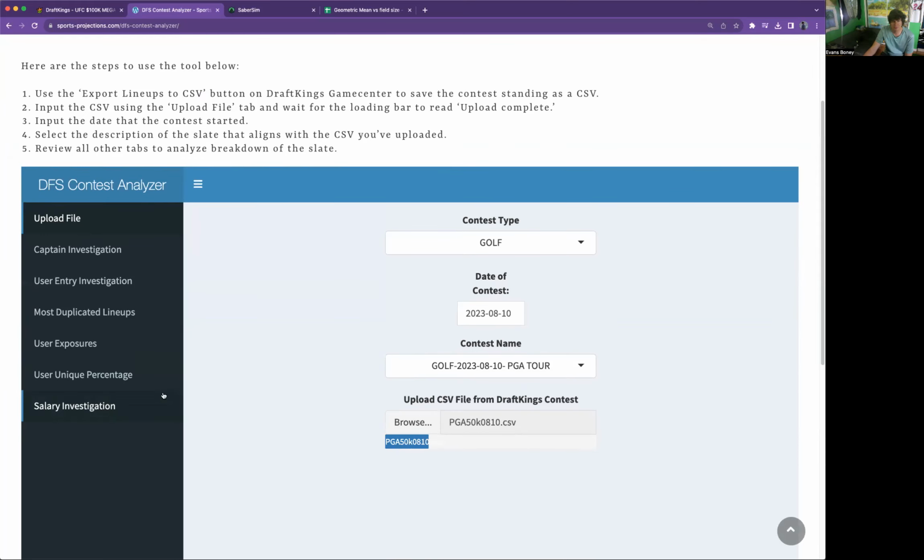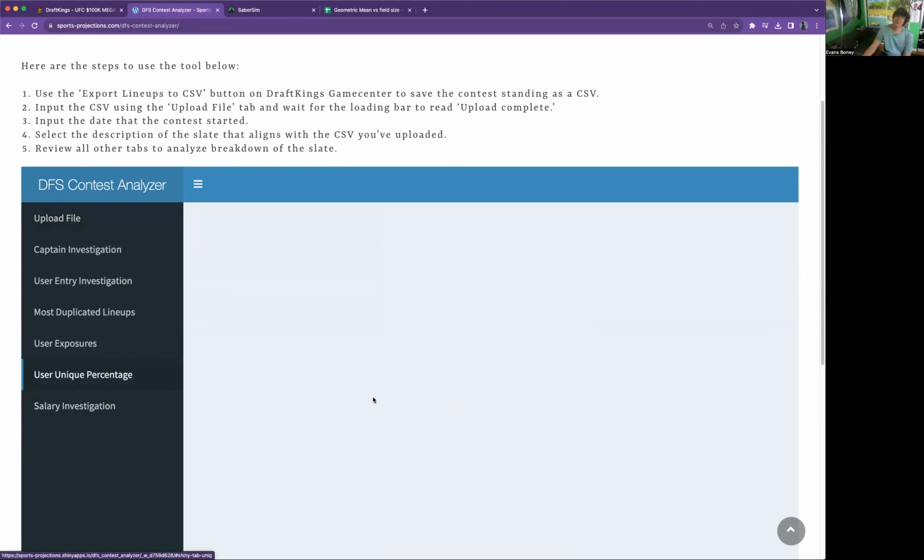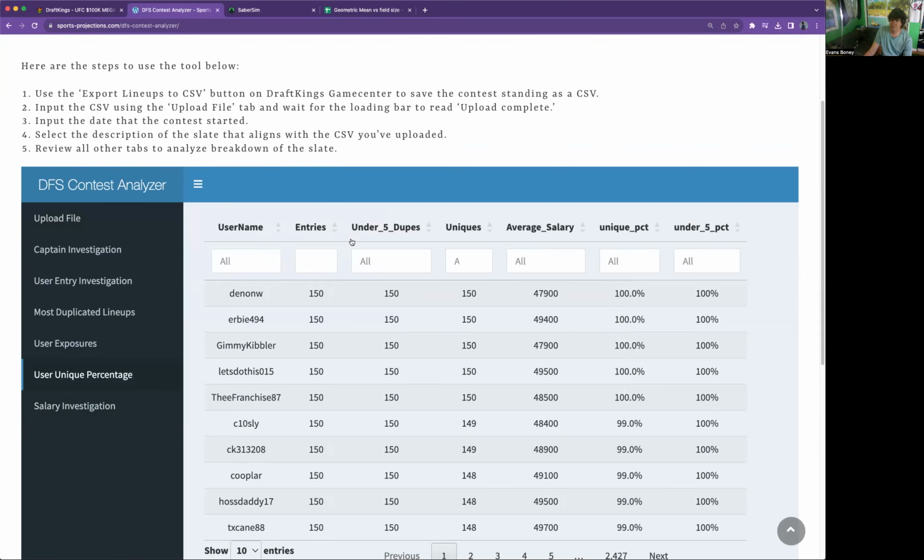Upload. Now you go use your unique percentage, and it's going to be a lot higher because it's golf and it's a lot easier to get unique. I think my one lineup had a few dupes though. Yeah, I don't actually recognize any of these guys up at the top. Oh, C. Tensley maybe.